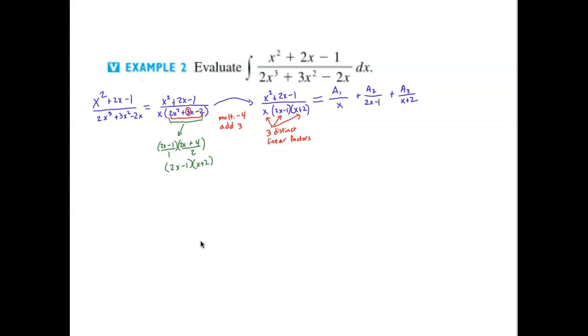That makes sense, right? So they should be able to decompose into that, because if we were trying to combine these, we would need a common denominator. That common denominator would be that right there. And so now our goal is just going to be to solve for what A1, A2, and A3 are.